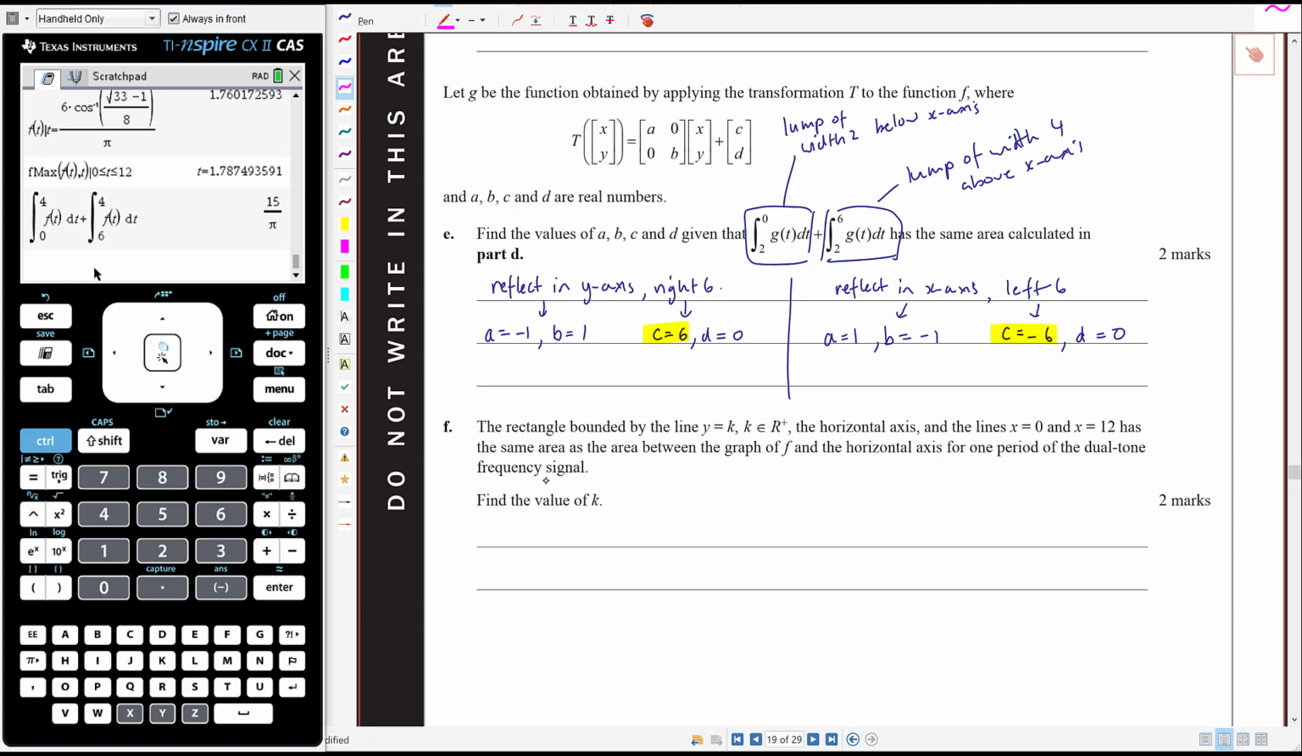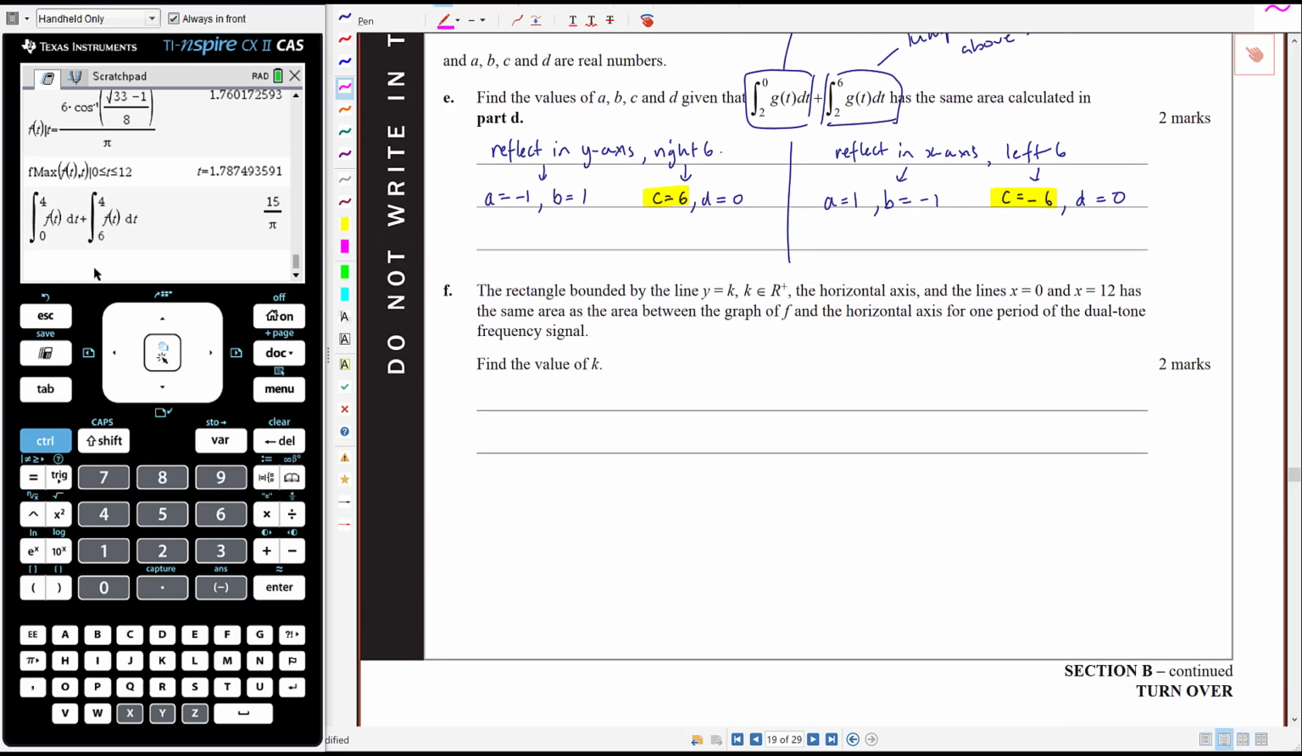Okay, part F, the rectangle bounded by the line y equals k, the horizontal axis, the lines x equals 0 and x equals 12, has the same area between the graph of f and the horizontal x-axis for one period of the dual tone frequency signal. Okay, so we want to first of all think about the area between the graph of f and the horizontal axis for one period.